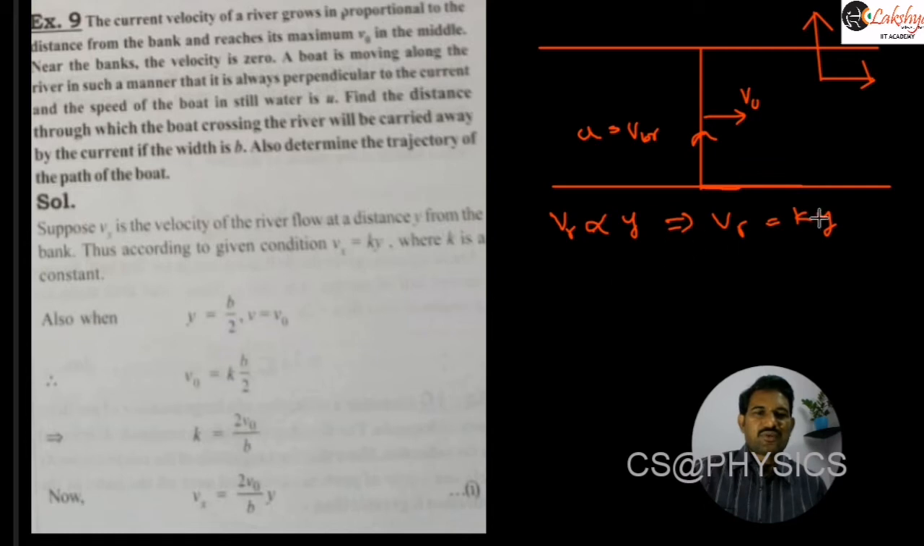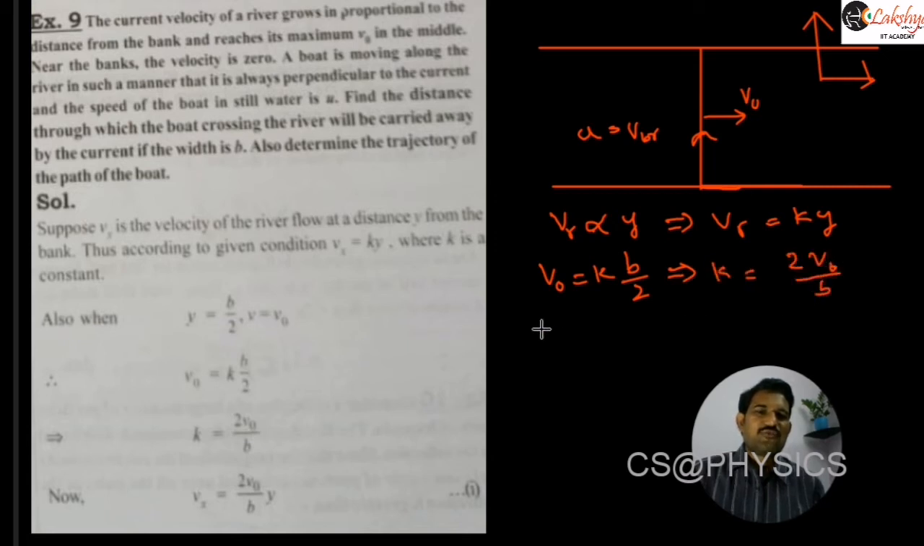And now this k value we are assuming as some proportionality constant. We need to find that k value, which we can find by using this equation. Then you can write V0 is equal to k into d by 2, or it is given as b here, so let us take it as b. The given information is at the middle, that means when y is equal to b by 2, the velocity will be v0. So from this you can find the k value, 2v0 by b. Therefore the velocity of the river we can write as 2v0 by b into y. So this is our k value here.